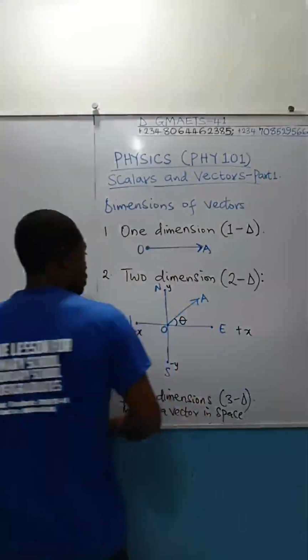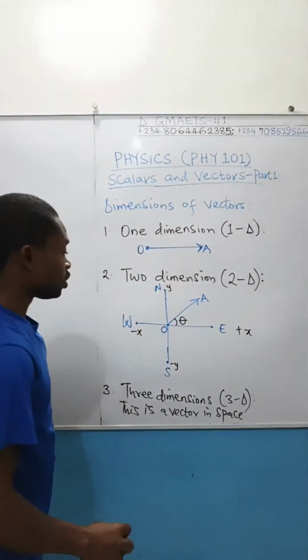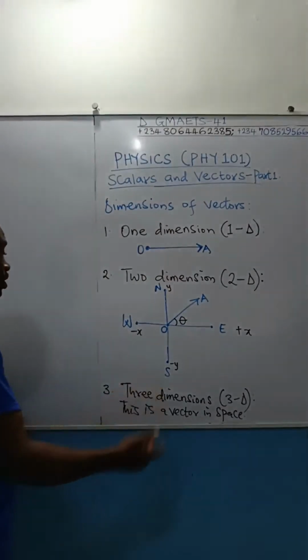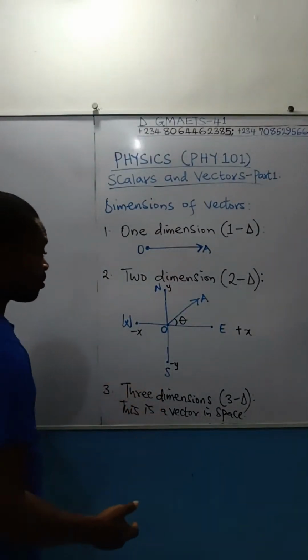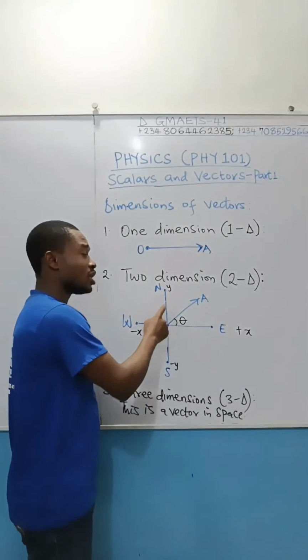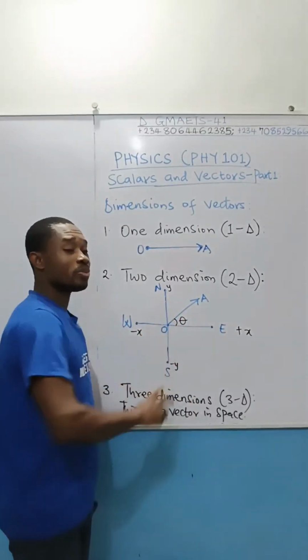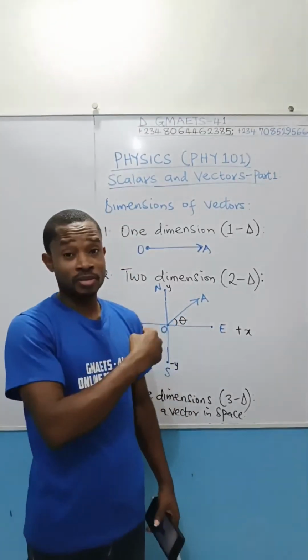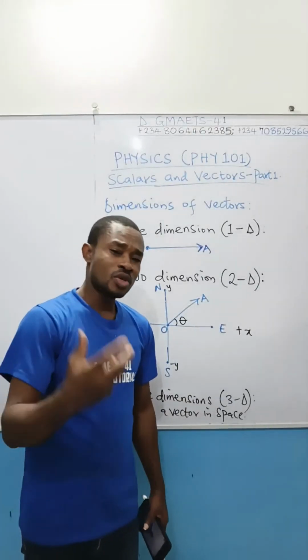Algebra of vectors. I'm going to wipe the whole board. I've shown you vectors in 1 dimension, vectors in 2 dimensions, and vectors in 3 dimensions. Look at vectors in 2 dimensions. To analyze it, we use Pythagoras rule. To solve problems of vectors in 2 dimensions, we use Pythagoras rule.